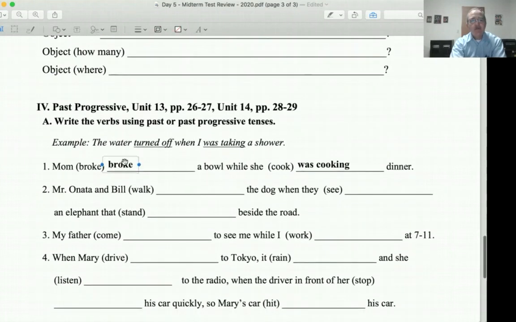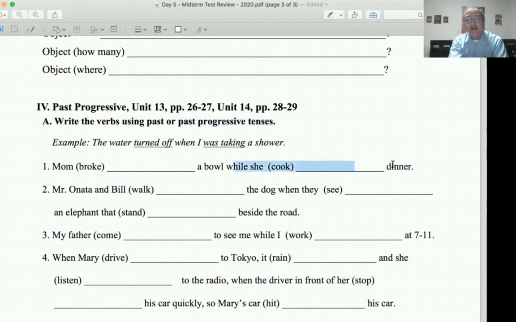Now the present progressive, let me erase that. The water turned off when I was taking a shower. So you're going to use one past and one past progressive. Turned off is past, and was taking is past progressive. And remember that when you have one long action and then a short action, the long action is the past progressive, ing, and the short action is the past tense.